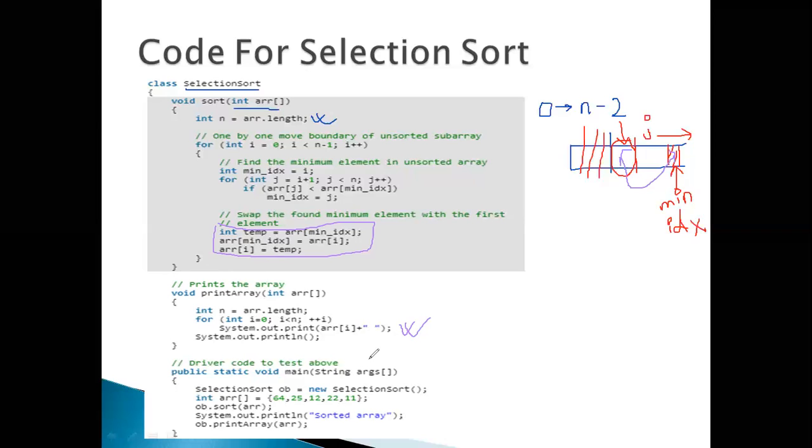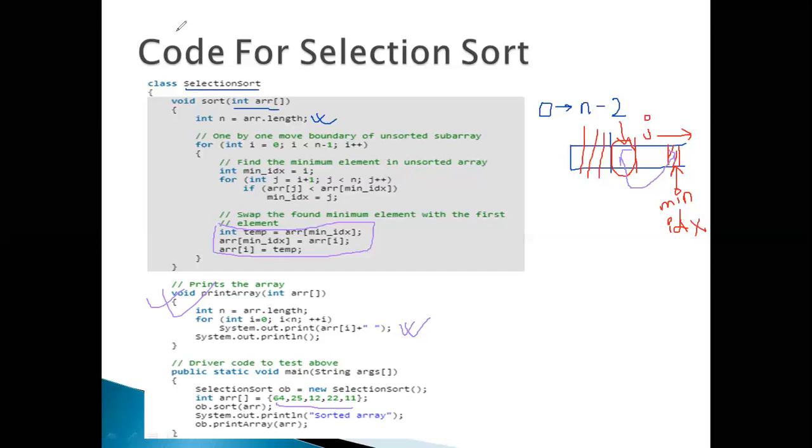Finally, this is the driver code to test the above two methods. So we declare our main method, public static void main String args. We call this SelectionSort class, and we make an object ob of the class SelectionSort. Then we pass an array, and then we pass the array to this method sort. Finally, we print System.out.println sorted array, and then we call this printArray method, and finally we will get our sorted array.